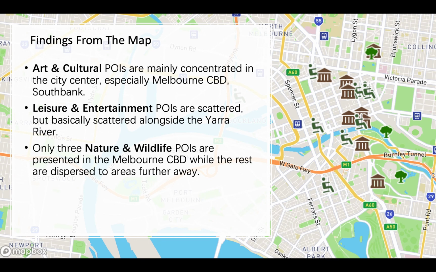Only 3 nature and wildlife POIs are presented in the Melbourne CBD, while the rest are dispersed to areas further away. One suggestion here for tourists is to reasonably arrange their destinations and allow sufficient time to prevent schedule delays.